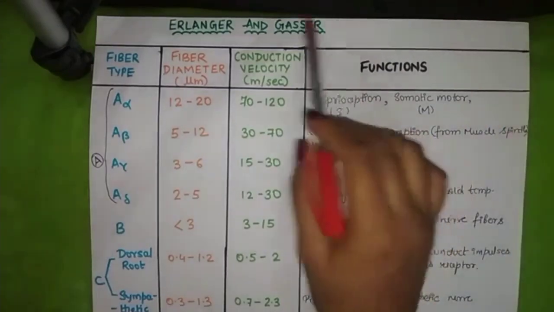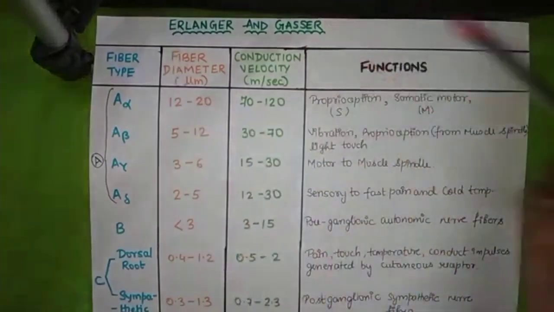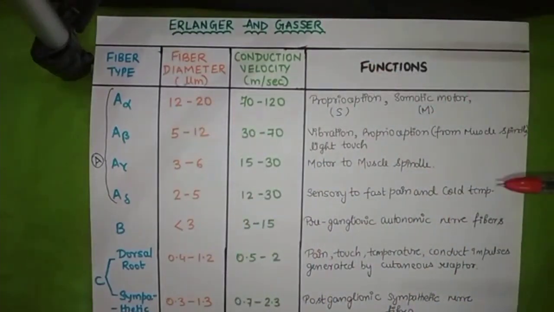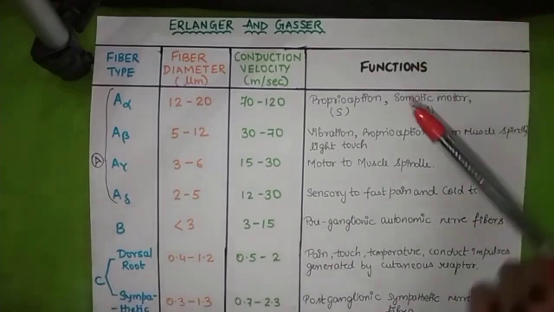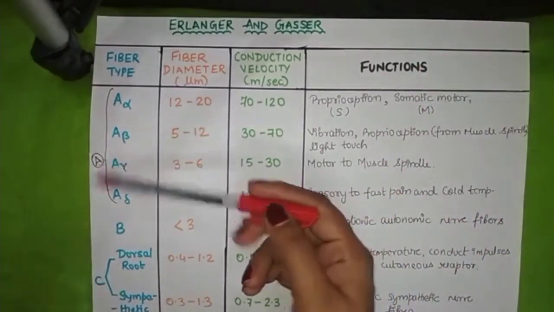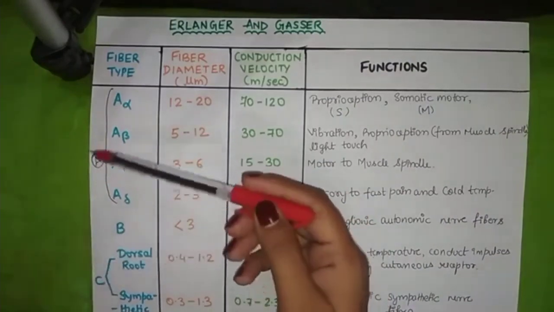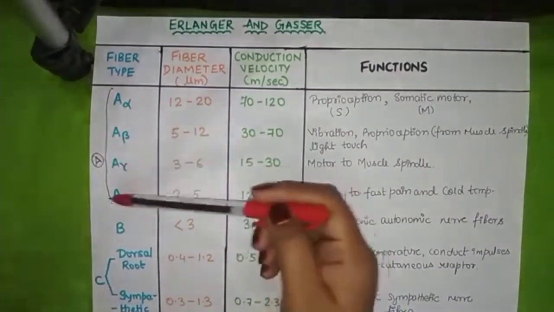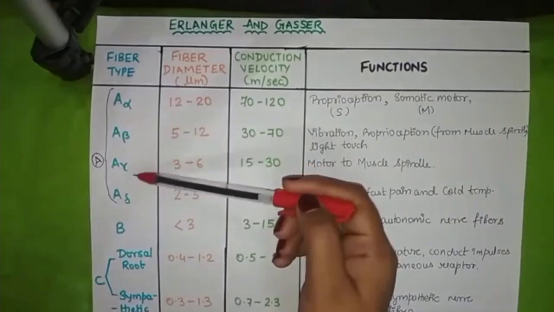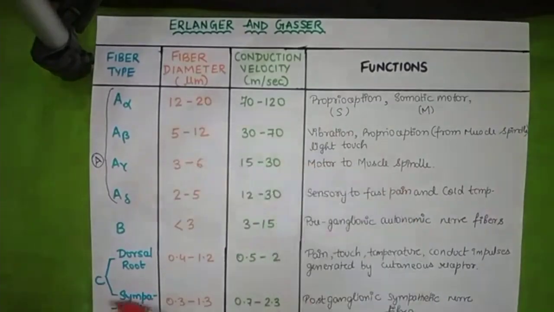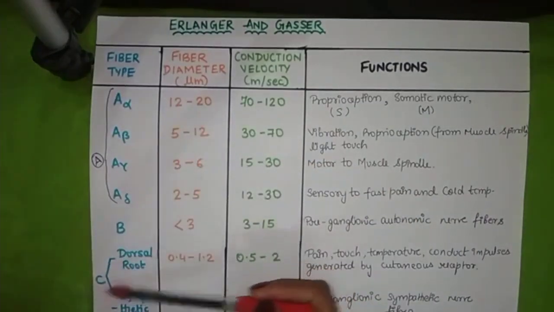and they considered all types of nerve fiber, that is sensory, motor and autonomic. So they divided the nerve fiber into three types: A, B and C type. A type has four subtypes: A alpha, A beta, A gamma and A delta. Then we have B, then we have C.